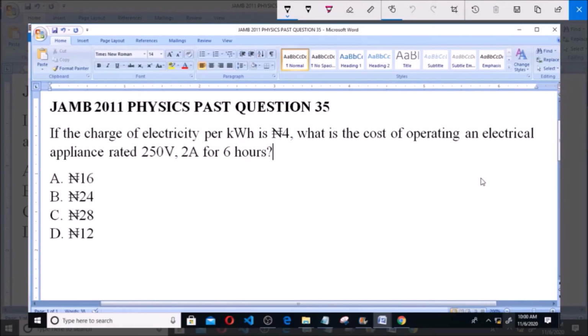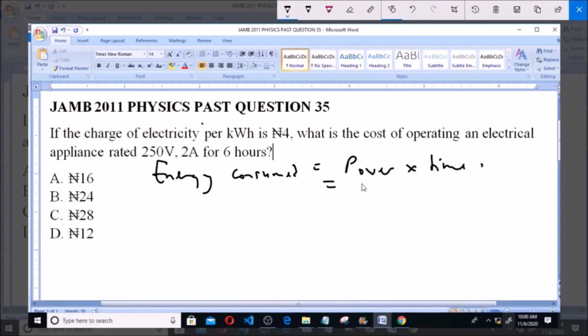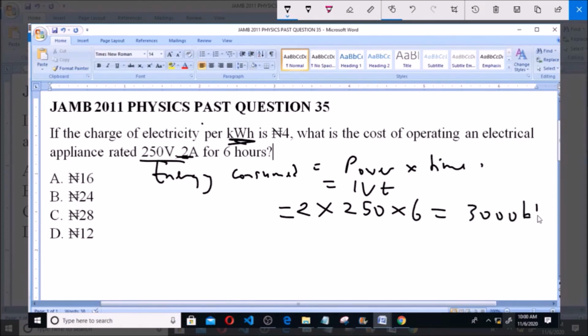So for this calculation of cost per kilowatt hour, energy consumed is equal to power multiplied by time, and power is equal to IV, so energy is IVT. Our I, which is our current, is 2 amps, so that is 2 multiplied by V, which is the voltage, 250, multiplied by T, that is time in hours. Remember, we are working with kilowatt hour, so time will remain in hours. So all this is equal to 3000 watt hours.